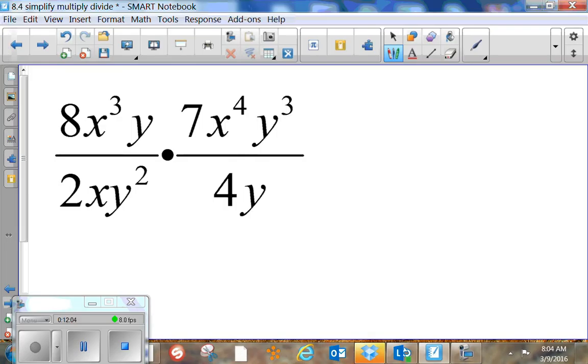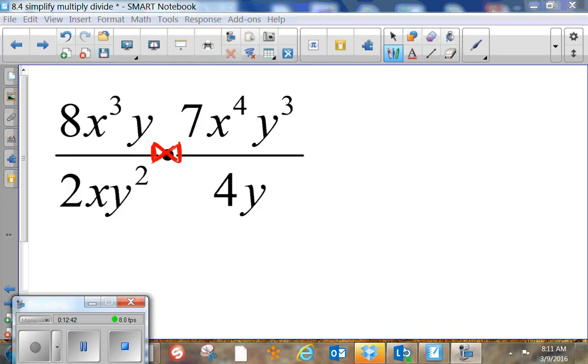I've got numerator 8x cubed y over denominator 2xy squared times numerator 7x to the 4th y cubed over 4y. All right, so what we're going to do here is we're going to use the bow trick. We're going to go up and down and cancel what we can. We're going to go sideways and cancel what we can. We're going to go up and down, and we're going to go diagonal again. All right, so let's see what we can do.